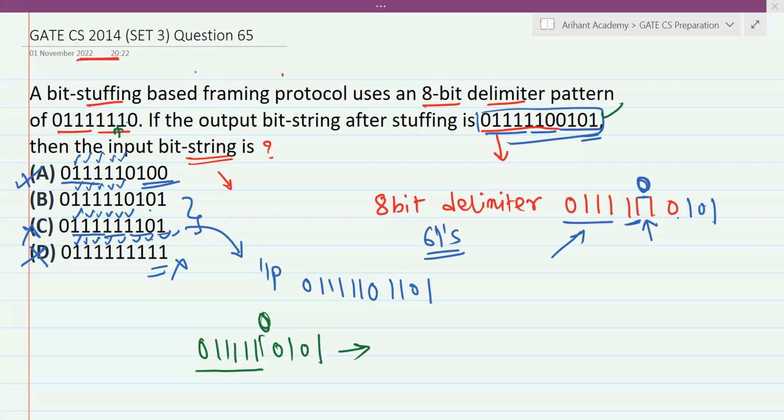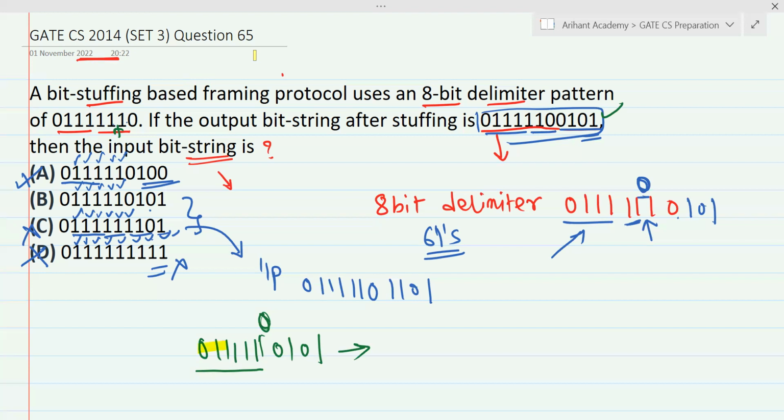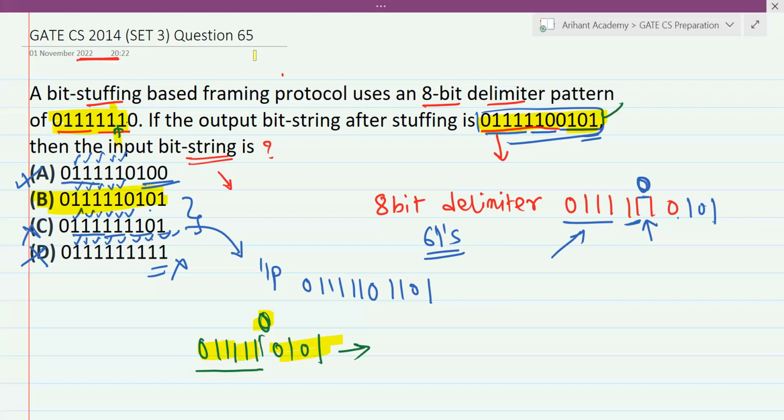If you are going to match it, 0 1 1 1 1 1, and thereafter 0 0 1 0 1 0 1 1 1 1 1 0 0 1 0 1, exactly. So here the concept is that if we are having continuous 6 ones in the delimiter, after 5 ones we need to put our stuffed bit. If we are having continuous, let's say, 9 ones, we need to put 0 after 8 ones. Here continuous 6 ones are there, so we need to put 0 here, right? So option B is the correct answer, that after 5 ones we have to put 0, and thereafter it will remain 0 1 0 1 as it is. So option B is the correct answer for this question.